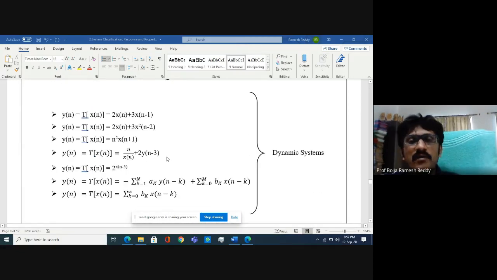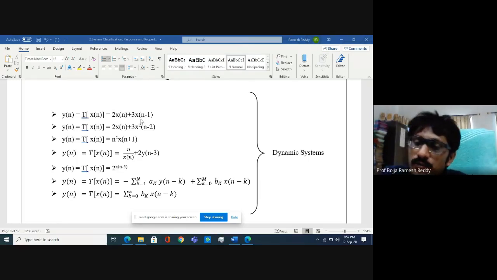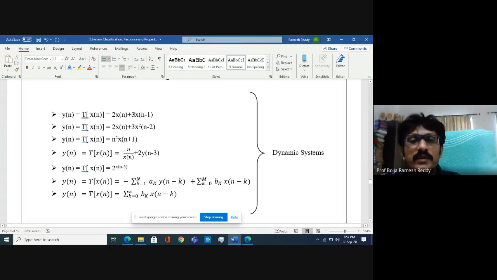Next set. All these things are dynamic systems. Why are these dynamic? See, one by one. First one, y of n is equal to the transformation of x of n, which is 2x of n plus 3x of n minus 1. See here, the present output depends on the present input and past inputs. Present is there, past is also there. Past is called memory. x of n minus 1 is called memory. Memory is included, that's why it is a dynamic system.